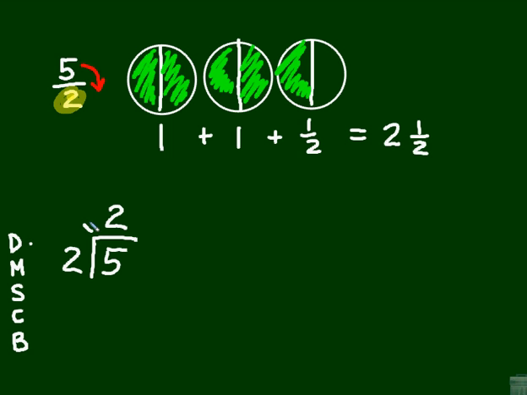We multiply 2 times 2, and that's 4. The next step is to subtract. 5 minus 4 is equal to 1. And then we check to make sure that that 1 is less than 2. After that, we bring down any other numbers that are here. But we don't have any other numbers, so we don't have to bring anything down. We're going to just bring this up.